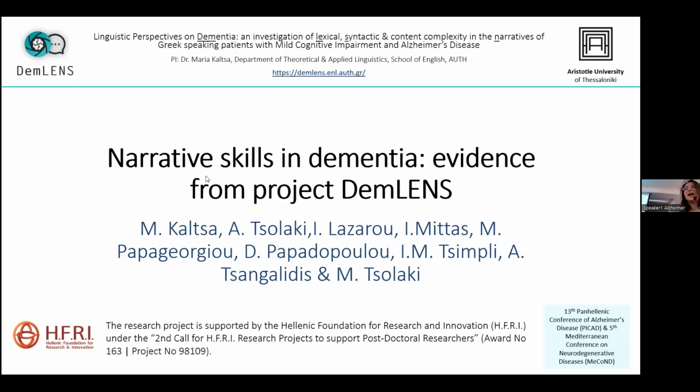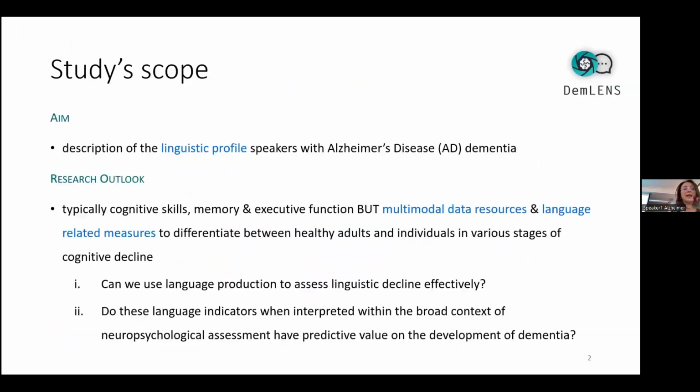Now that you have all got a bit of an introduction with regard to Project DemLENS, we are going to dive into the real backbone of the project, which is narration and how we can explore spoken language data. The aim of the study, as we said before, is to give a detailed description of the linguistic profile of speakers across the AD dementia continuum.